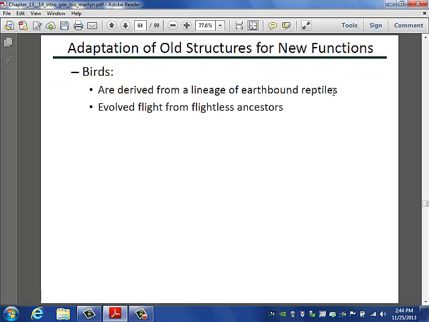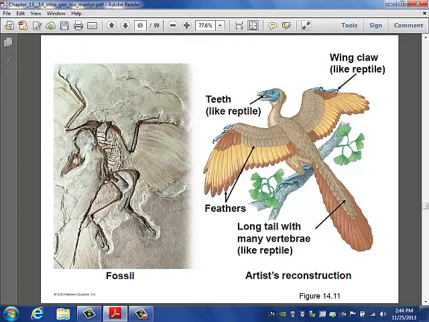Birds, for example. They are thought to be derived from a long lineage of earthbound reptiles, evolved flight from flightless ancestors because of changes in what? It changes in those limbs, not necessarily the environment, but they were able to utilize what?